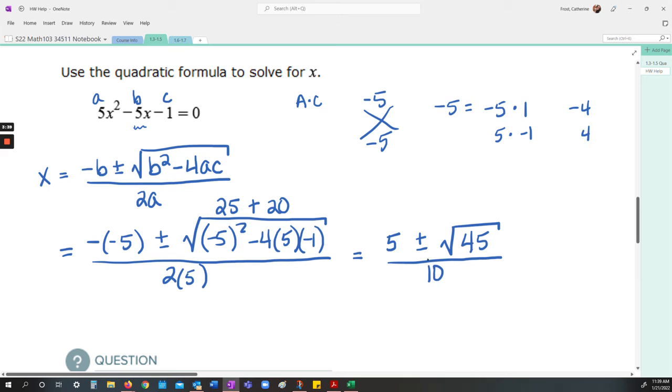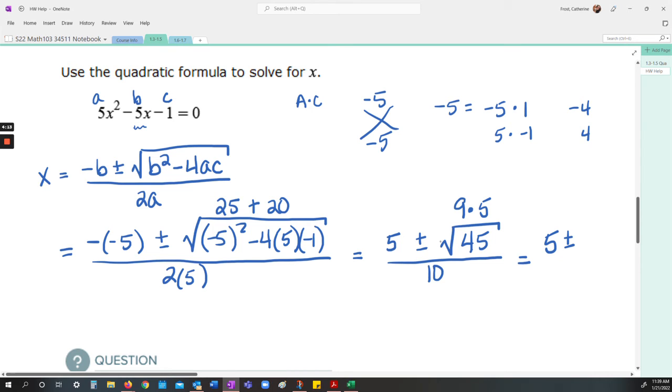And Alex is actually okay with you leaving your answers like this. You just have to type them in separately with the plus and minus. But again, I'm going to show you how you can simplify this a little bit. At the very least, I'm noticing that 45 is 9 times 5, and 9 is a perfect square. So at the very least, I can bring that square root of 9 out, and we can write this as 5 plus or minus. The square root of 9 is 3.